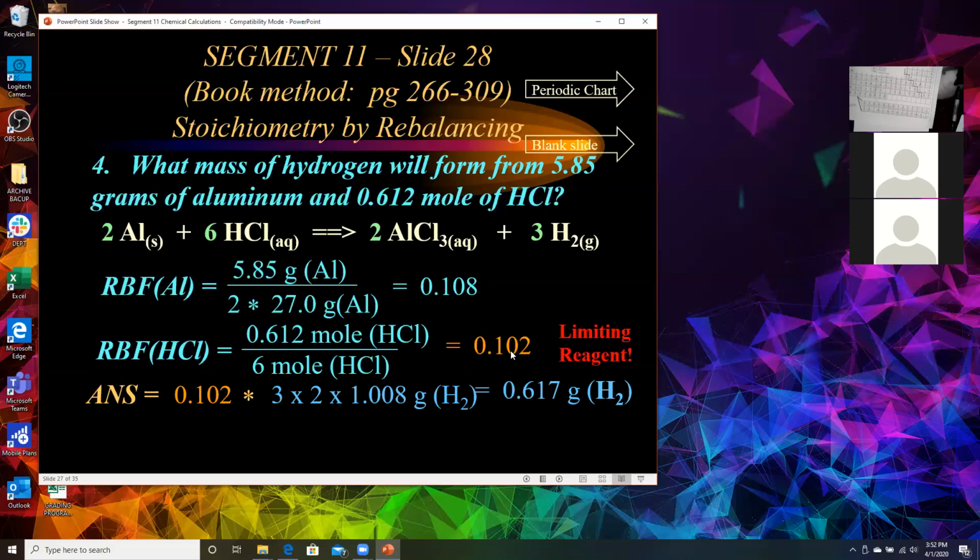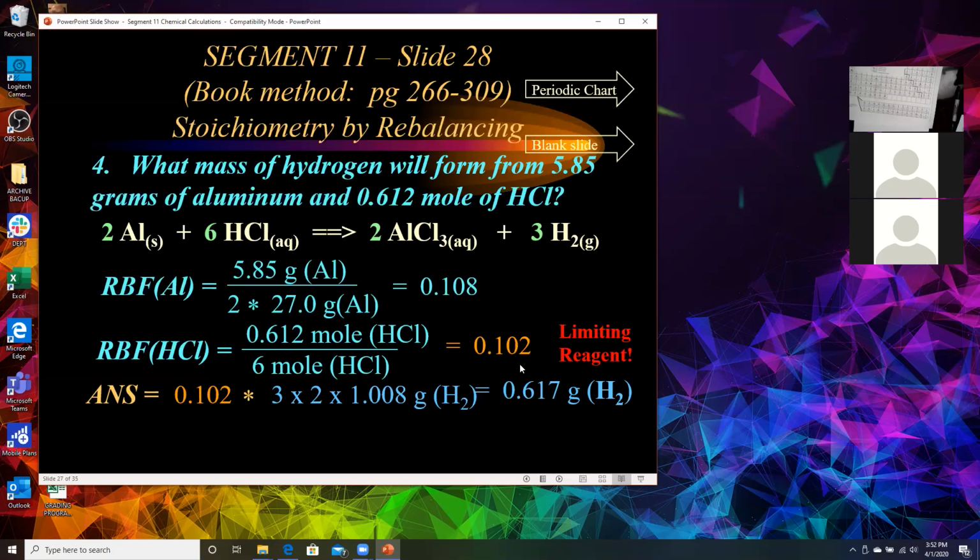Now, another really hard problem up here would be how much of one of the reagents, which one, and how much is going to be left over when the reaction is done. Well, you see, I've already got that answer too. If I took 0.102 and multiplied it by 2, that's how many moles of aluminum would still be left there. So I could then convert that to grams, subtract it from how much I started with. That's how much aluminum would still be there.